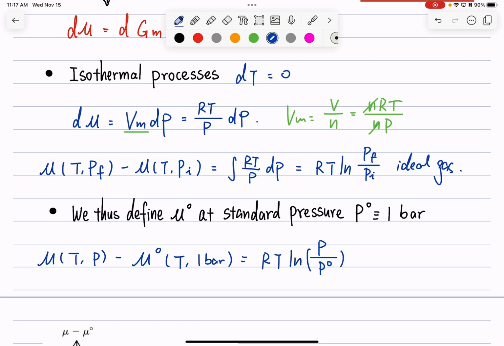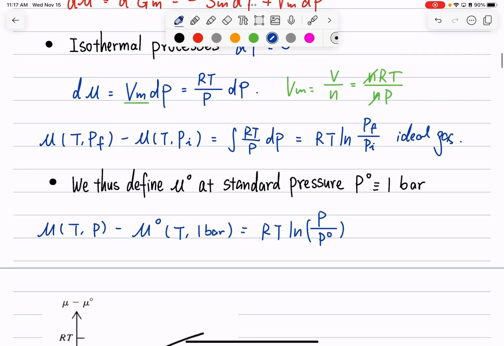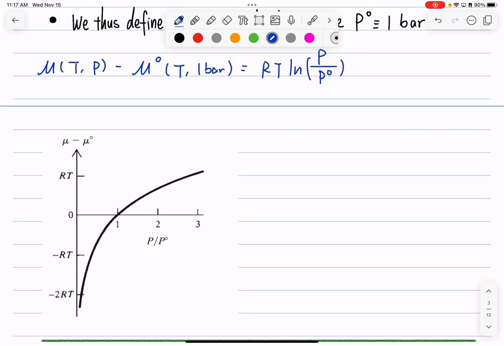All right. And what exactly does it mean? So we can get some quick take-home message by just looking at this relationship here. On this plot, the y-axis, that's what we have on the left, right? So that's the difference between the chemical potential of that pure ideal gas at some pressure, minus the standard chemical potential at 1 bar. On the x-axis, that's P over P naught. So this one is like a logarithm function.